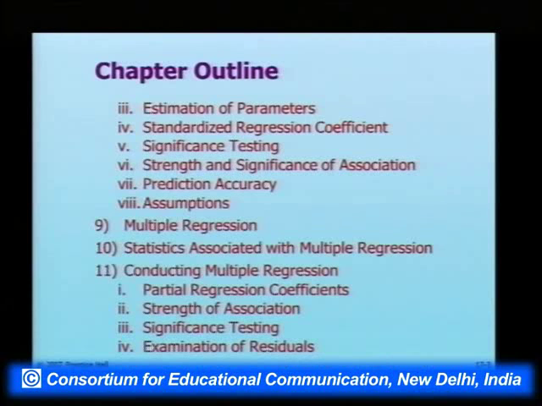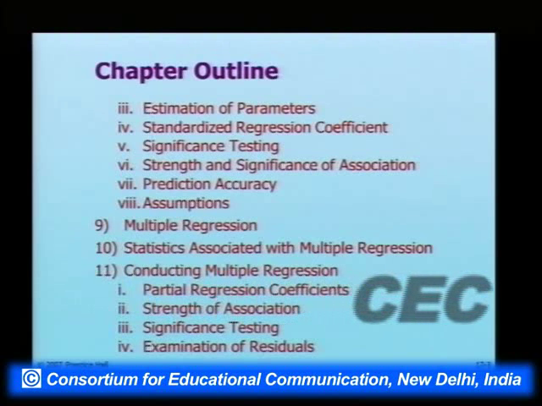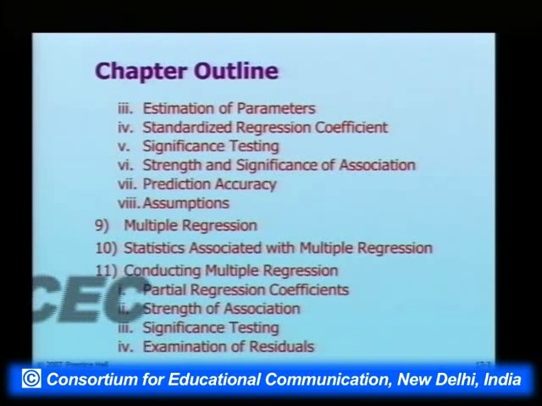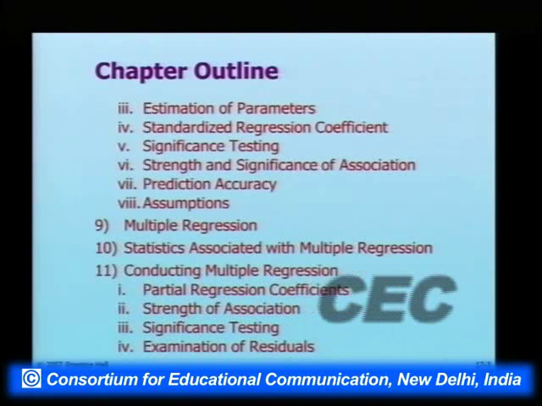We will also find out the standardized regression coefficient as well as the unstandardized regression coefficient. We will do a significance testing of whether the hypothesis of not having any relationship can withstand or not. Then we will also test the strength and significance of association between the variables. We will also check the prediction accuracy of our model, and we will also look at the assumptions that we have while doing regression.